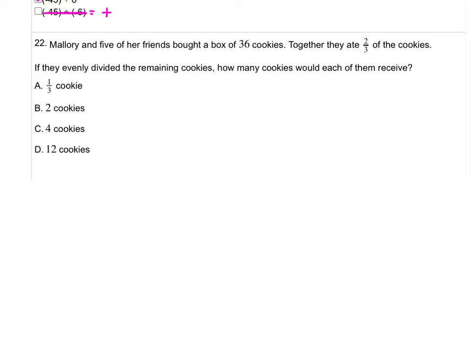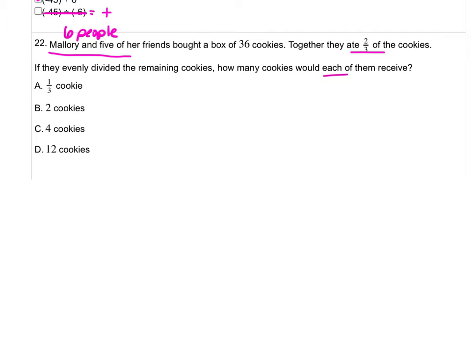Mallory and 5 of her friends bought a box of 36 cookies. So there were 6 people. They bought 36 cookies. I'm going to go ahead and note that. There were 6 people. Together they ate 2/3 of the cookies. If they evenly divided the remaining cookies, how many would each of them receive?